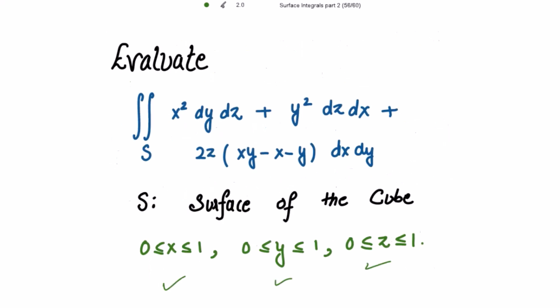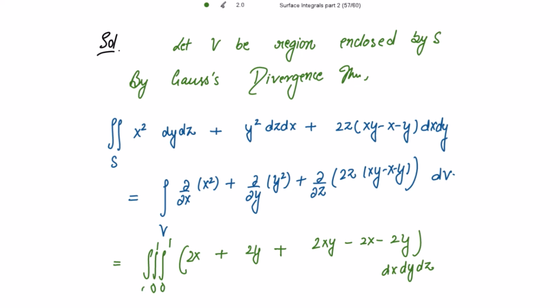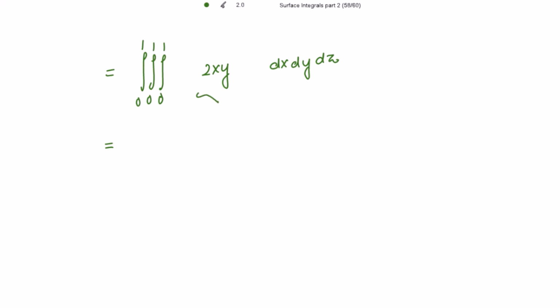The limits of x, y and z are already given to us, from 0 to 1. So 2x cancels out with negative 2x, 2y cancels out with negative 2y, and we are left with the integrand 2xy. Either you can integrate this with respect to x first, then y and then z, or you can write this triple integral as 2 taken outside, times the integral from 0 to 1 of x dx, multiplied by the integral from 0 to 1 of y dy, multiplied by the integral from 0 to 1 of 1 dz. You can also write it like this.